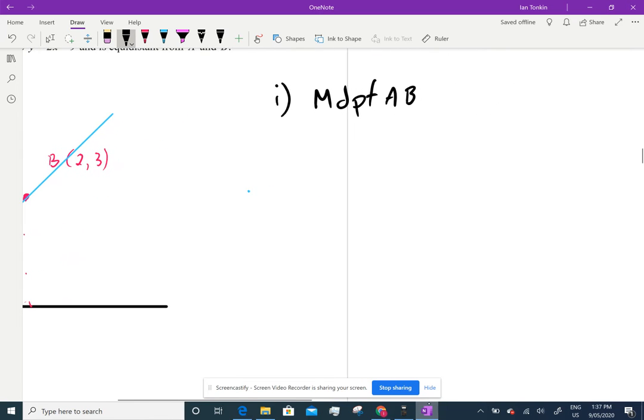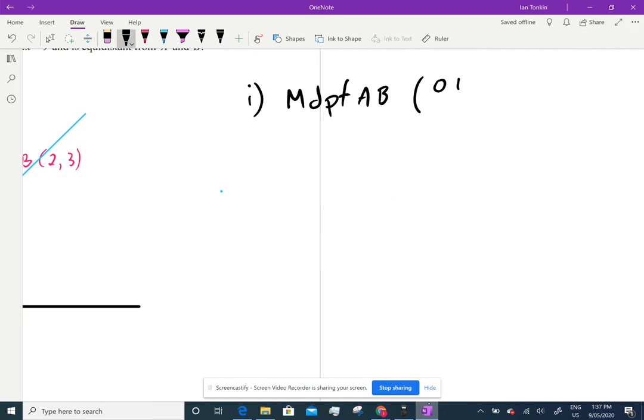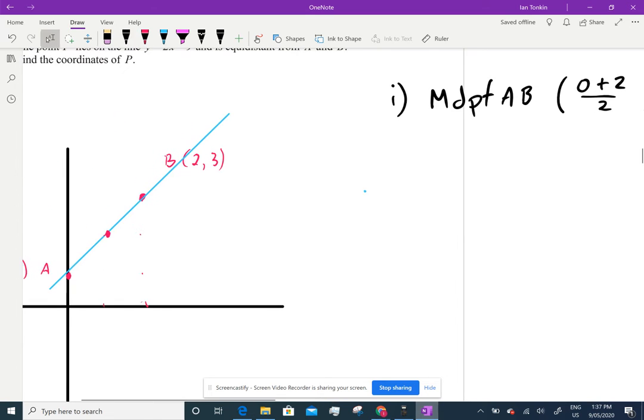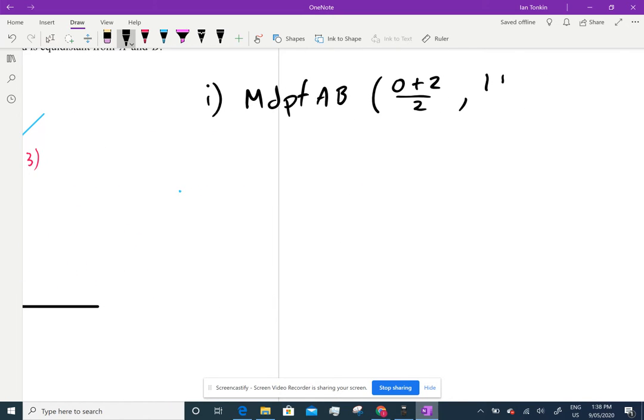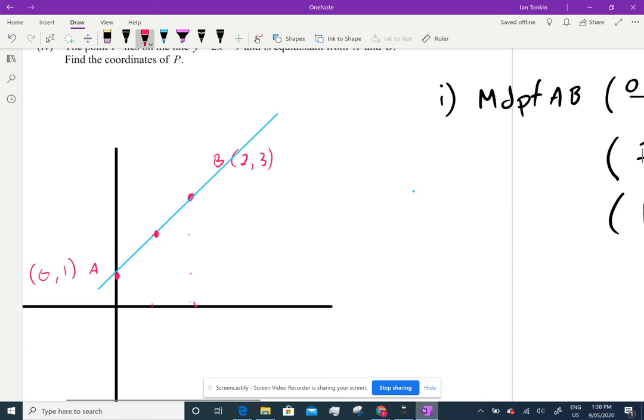Well, all we do, add the x values. So 0 plus 2 over 2. And add the y values. 1 plus 3 over 2. And therefore I get 2 over 2 and 4 over 2. 2 over 2 is 1, 4 over 2 is 2. And that looks right, doesn't it? It looks right, the point 1, 2.